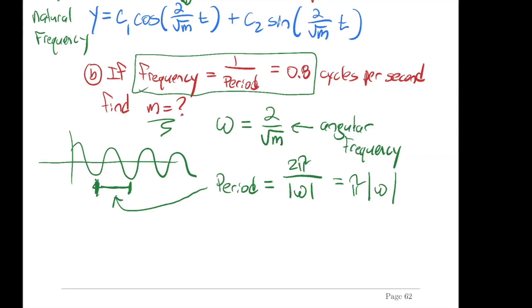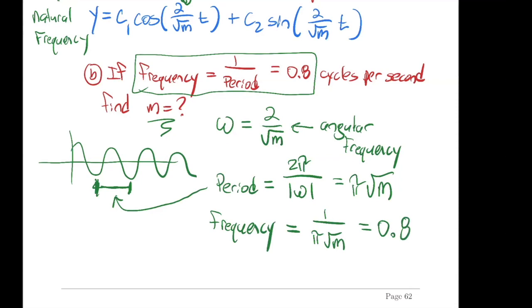I don't know where that came from. I think square root of m, right? Yeah, it's the square root of m. Yeah, thanks. Just simplifying 2 pi over 2 over square root of m. Yeah, so the 2's cancel, we got a pi, we've got square root of m. And so the frequency here would be 1 over this. And we know that that should equal 0.8.